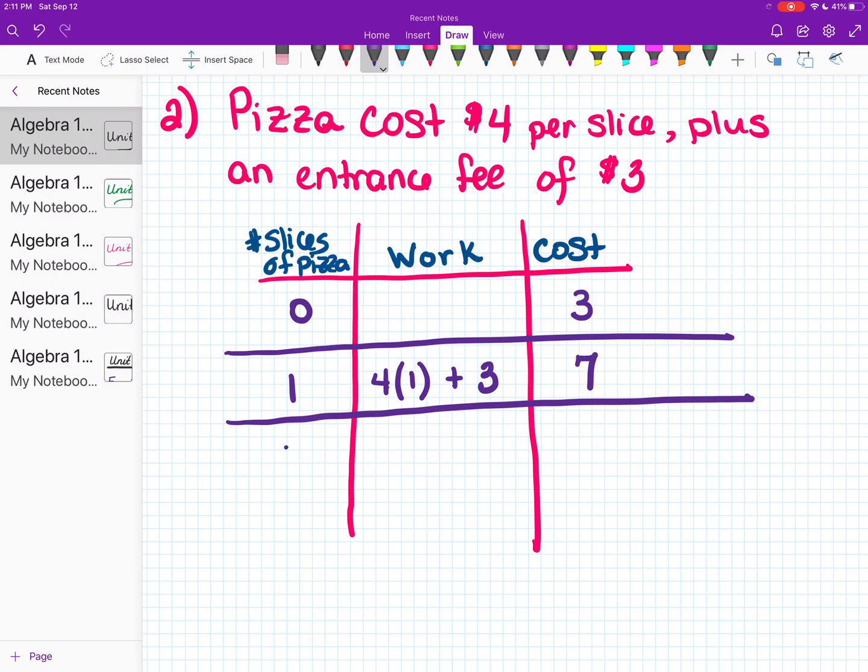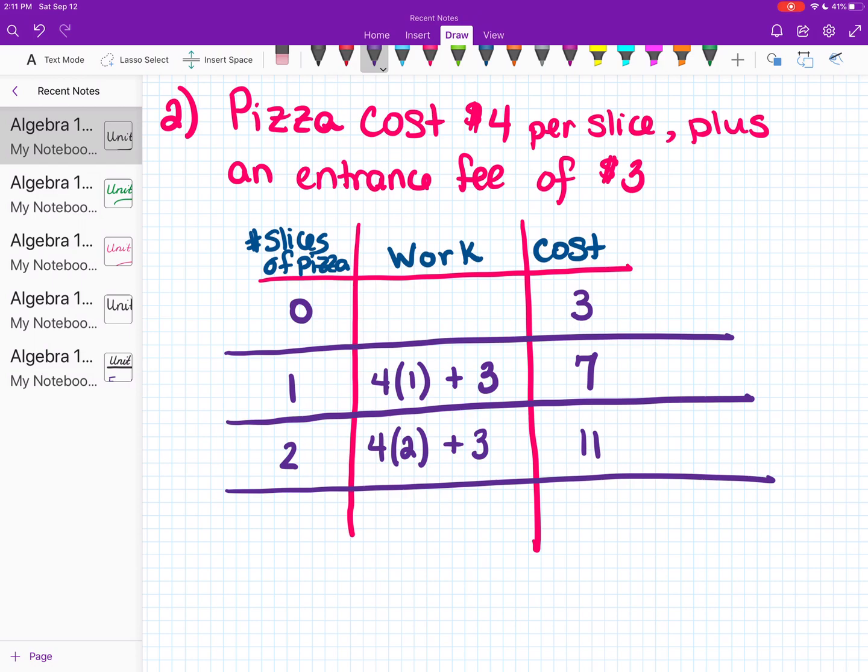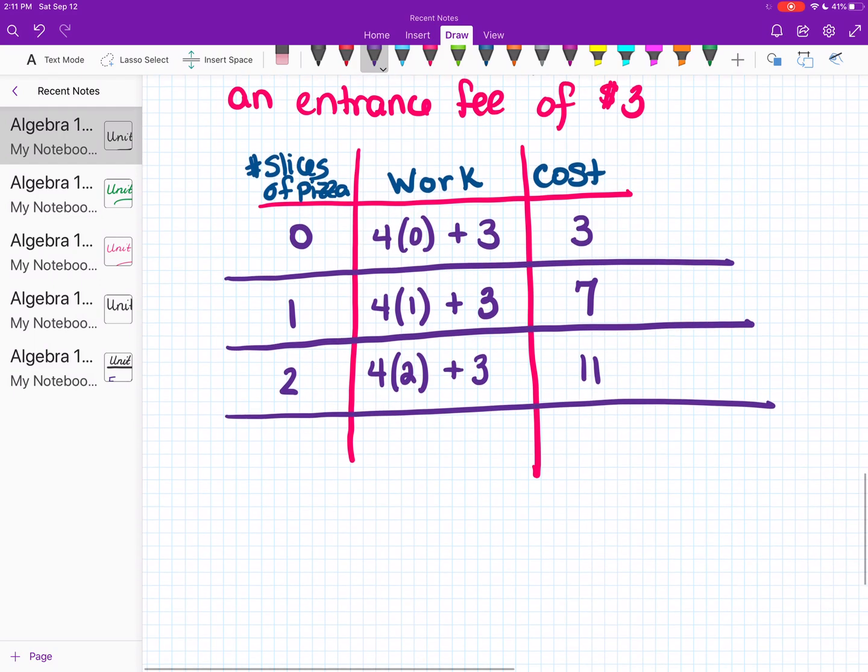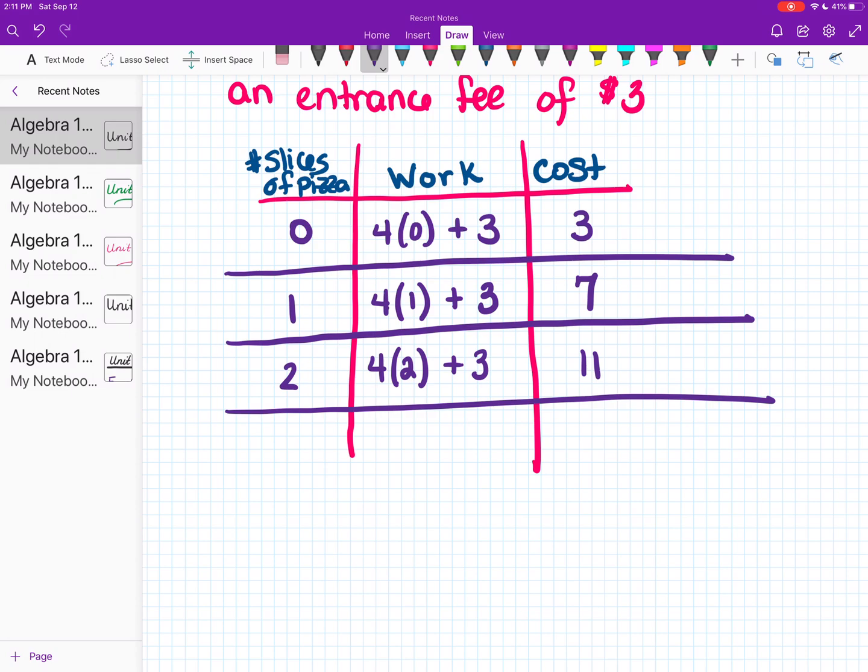Okay, what if I wanted 2 slices of pizza? All right, well, that's 4 times 2 slices. So to pay $8 for the pizza, plus I need the $3 entrance fee, so it's $11. Okay, well, let's see if we can write the work now for 0. Well, I didn't want any pizza, so 4 times 0 is 0, but I still had to pay the $3 to get in. Okay. Now, of course, we're going to see a pattern. Oh, you're adding 4. 3 plus 4 is 7. 7 plus 4 is 11.